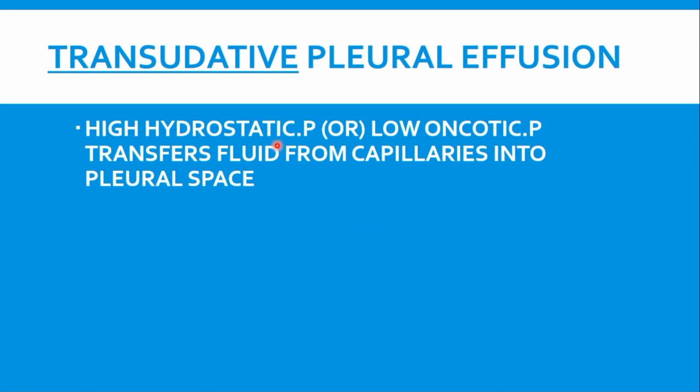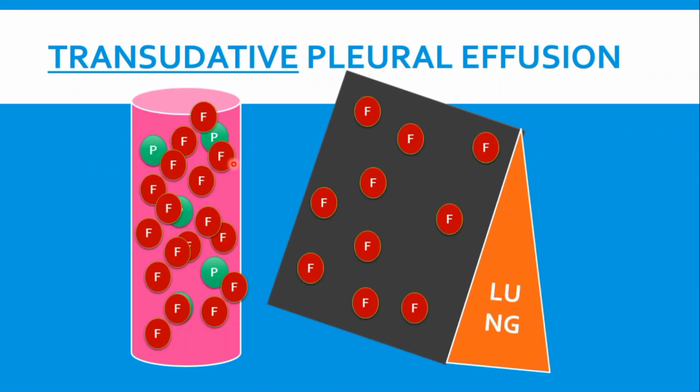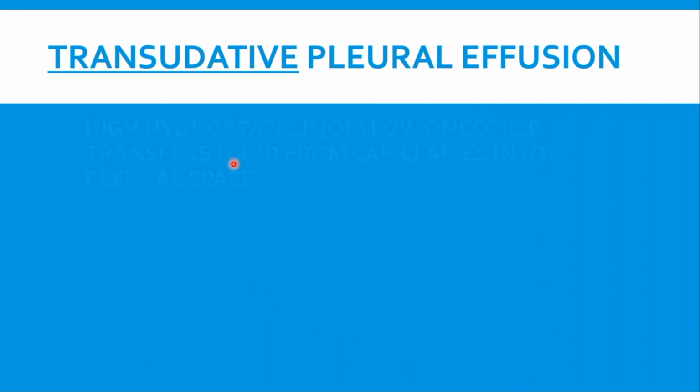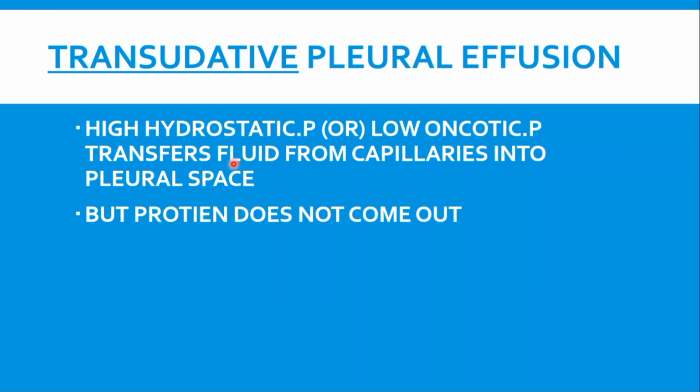As I said, high hydrostatic pressure or low oncotic pressure can transfer fluid from capillaries into the pleural space. That's why it is transudative. Here you can see only the fluid has gone out, but the protein has not gone out. So in transudative pleural effusion, the protein does not come out, but just the fluid comes out.